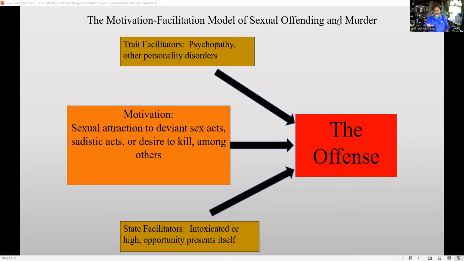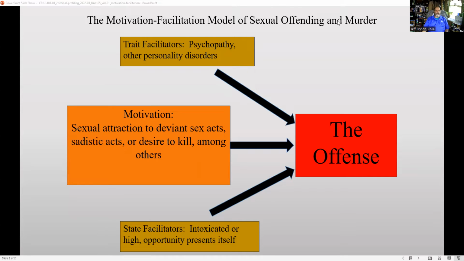You'll notice there are two types of facilitators, trait and state. Remember a couple of weeks, or rather units ago, we talked about emotions as traits or states. Well, there are other things that can be either a trait or a state. Psychopathy is a trait. It's never going to be a state, because in order for someone to be considered a psychopath, it has to be an enduring pattern. That's the definition of a trait. Personality disorders, those are enduring patterns. That means those will always be traits.